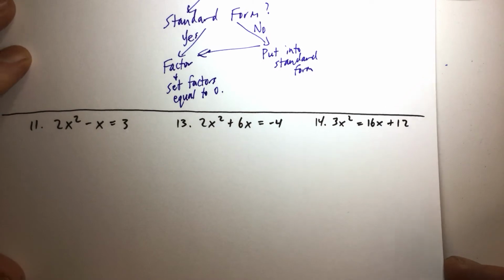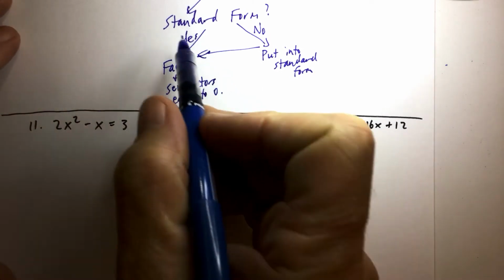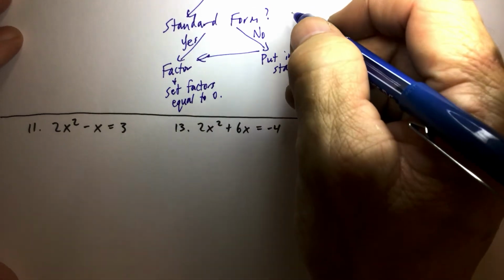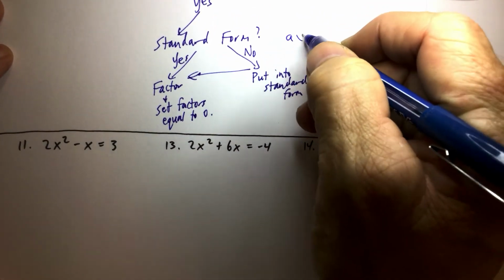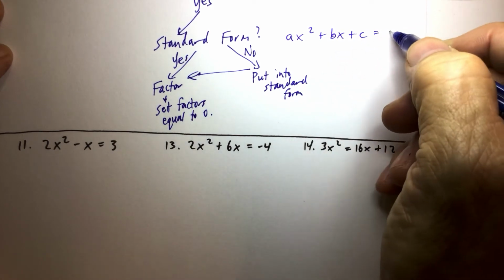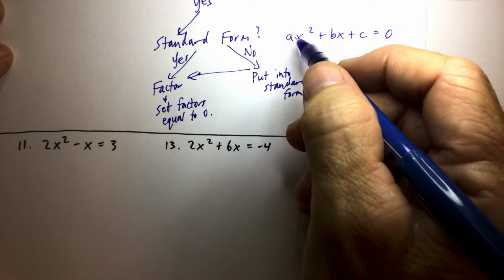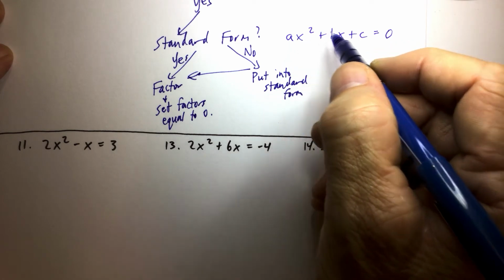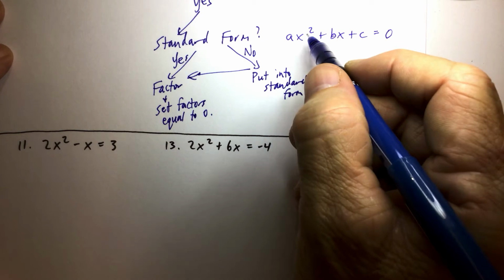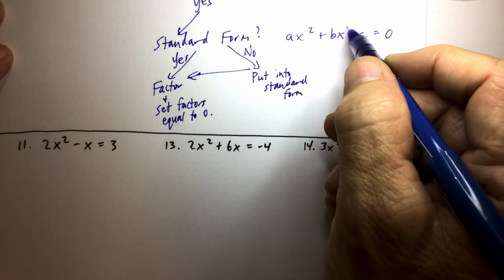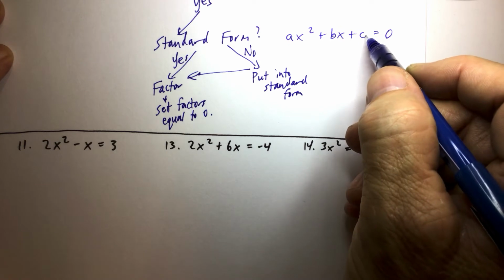The question you would ask next is, is the equation in standard form? Just to remind you, standard form is when all of the terms are on one side of the equals sign, listed in order from the highest power down to the lowest power. So the x squared term, that's the quadratic, then the linear term, that's x to the first power, and then the constant, and then equals 0.